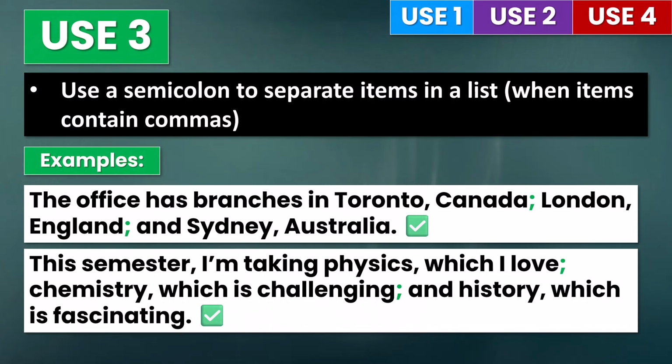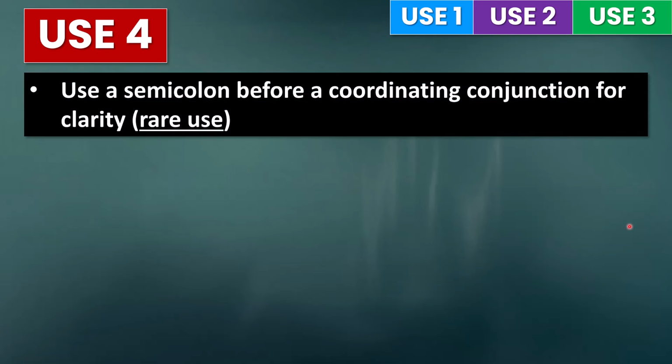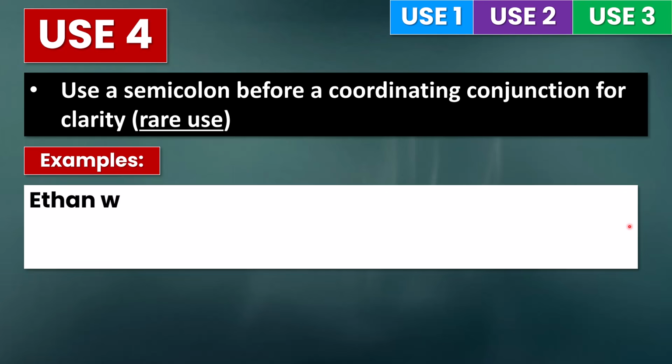So let's move on to use number 4. Finally, use number 4 is very rare. However, it is an option. You can use a semicolon before a coordinating conjunction for clarity. Now, once again, this is very rare. Usually, we only use a comma before coordinating conjunctions. However, if the clause is very long or there are a lot of internal commas, we may use a semicolon for clarity. So let's look at an example.